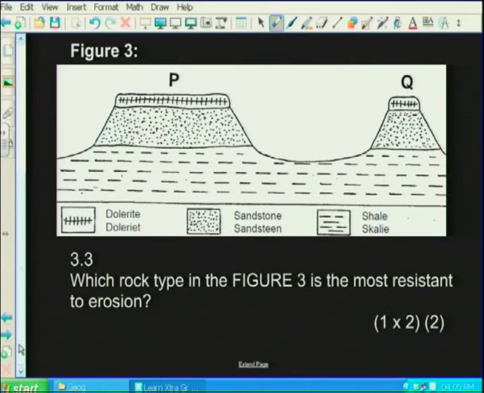Okay, question 3.3. Which rock type is the most resistant to erosion? I've pointed that out to you earlier when we looked at the 3 different types, and the hard cap layer of a Karoo landscape is always going to be the most resistant to erosion. So in this case, it is the dolerite that is the most resistant to erosion. All right.